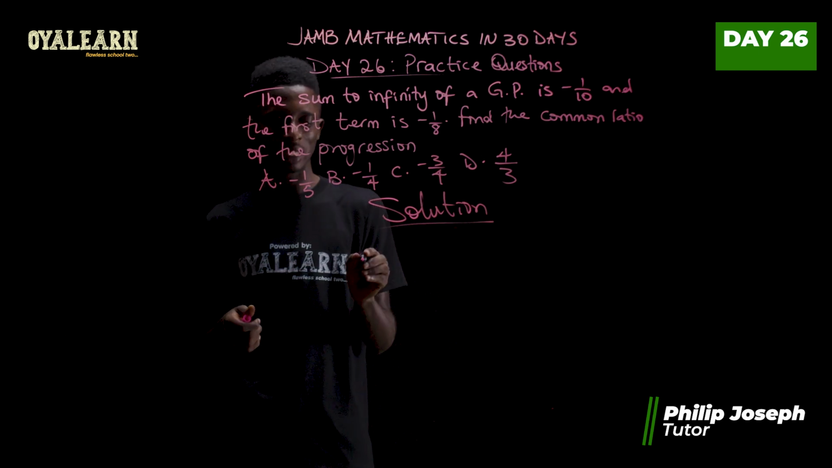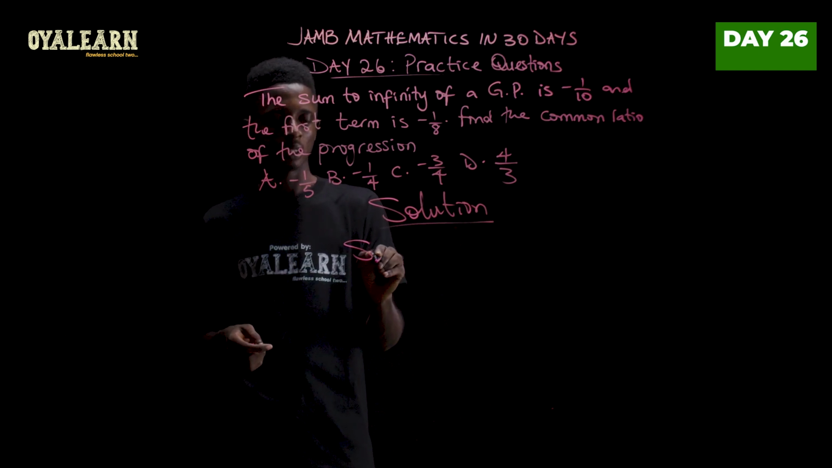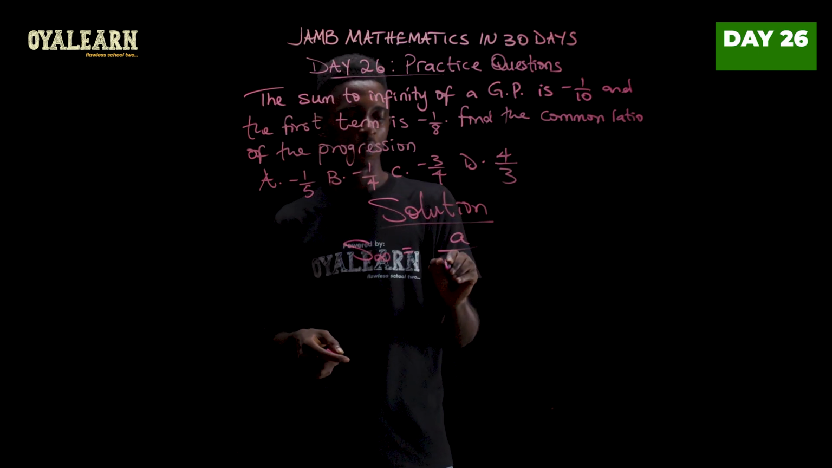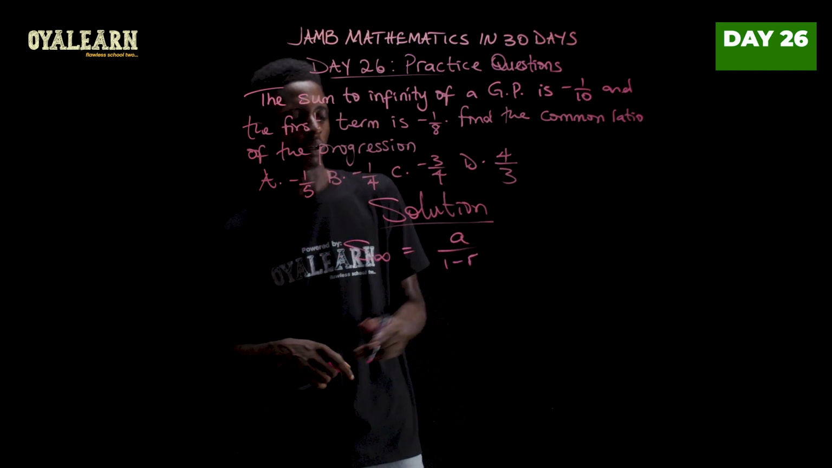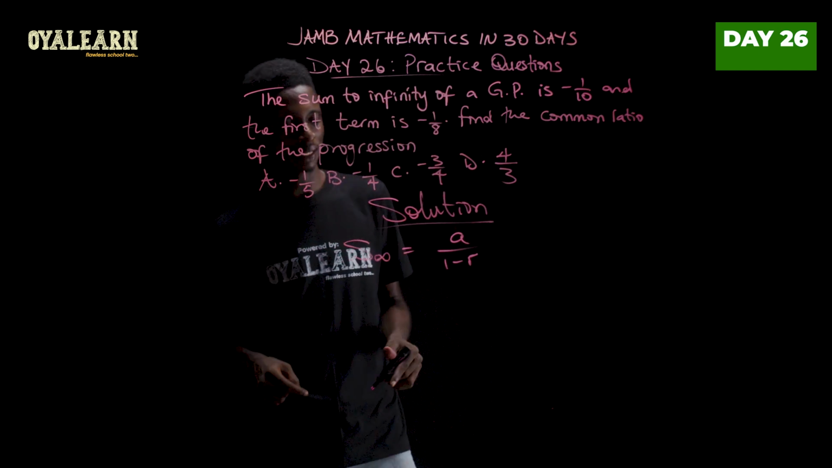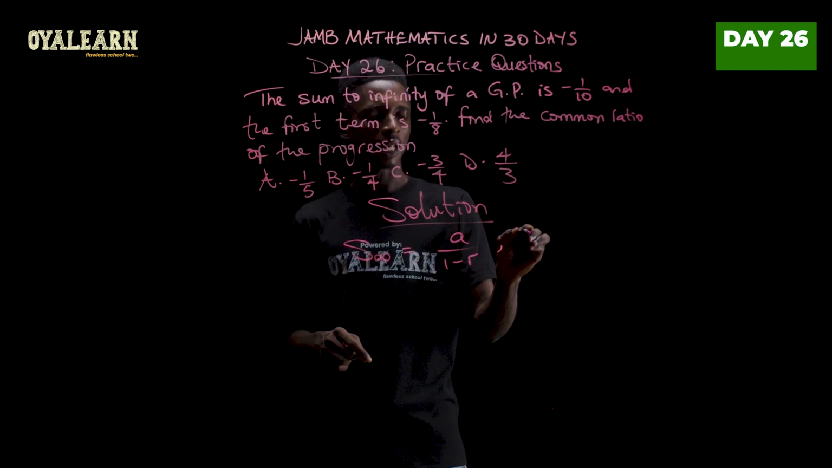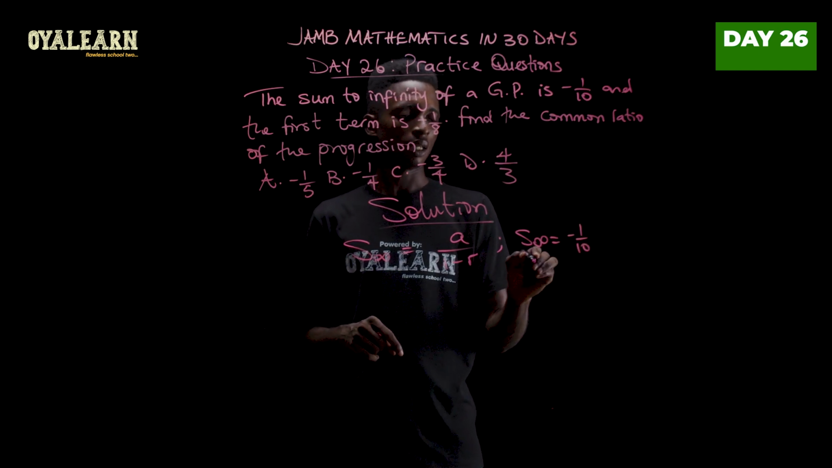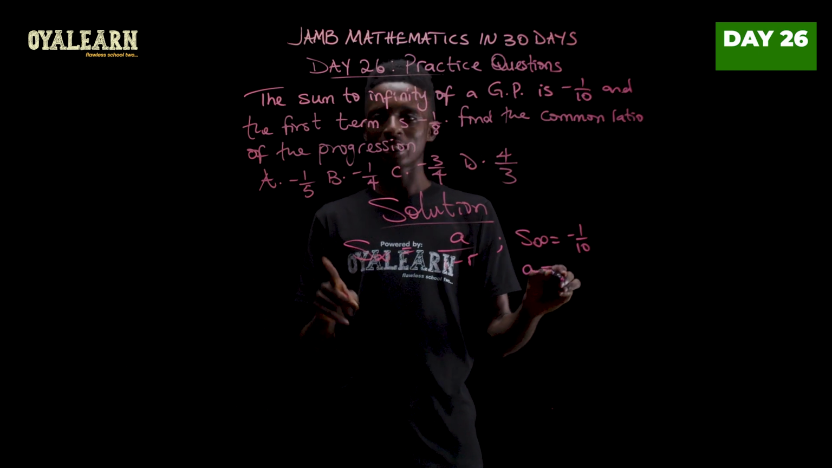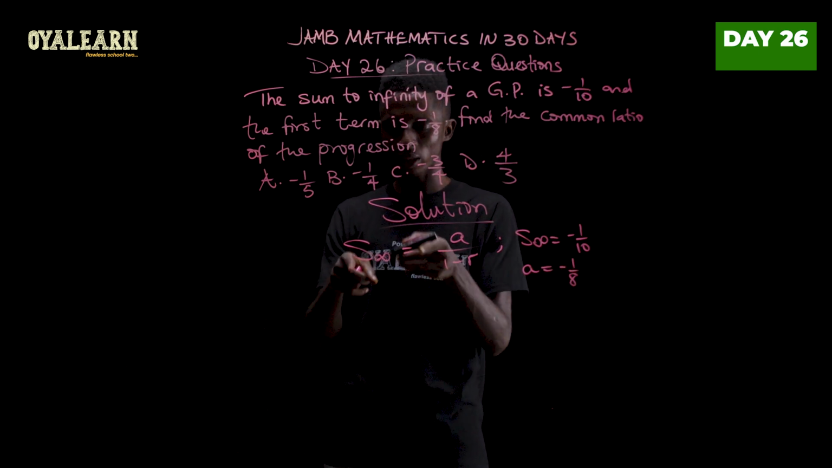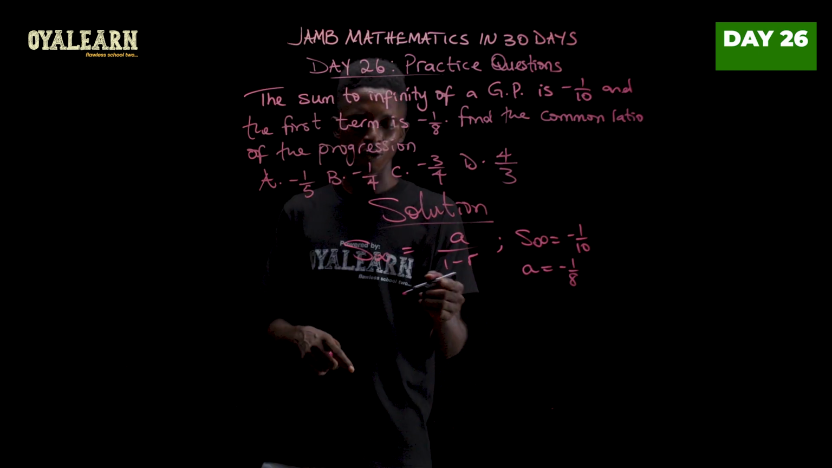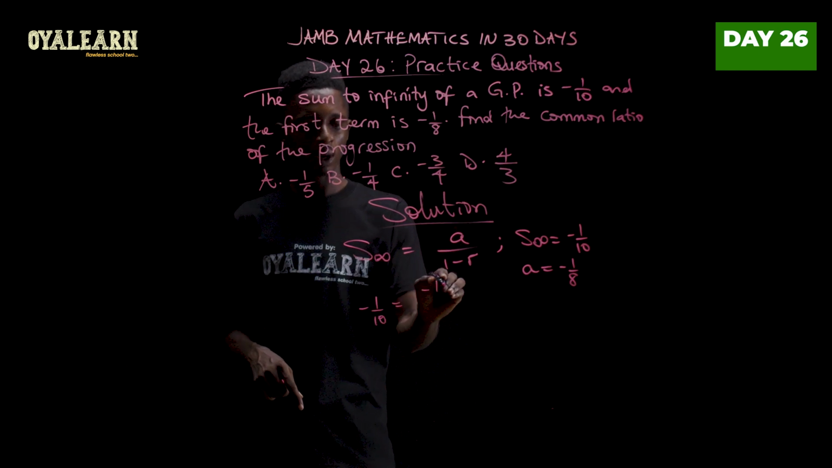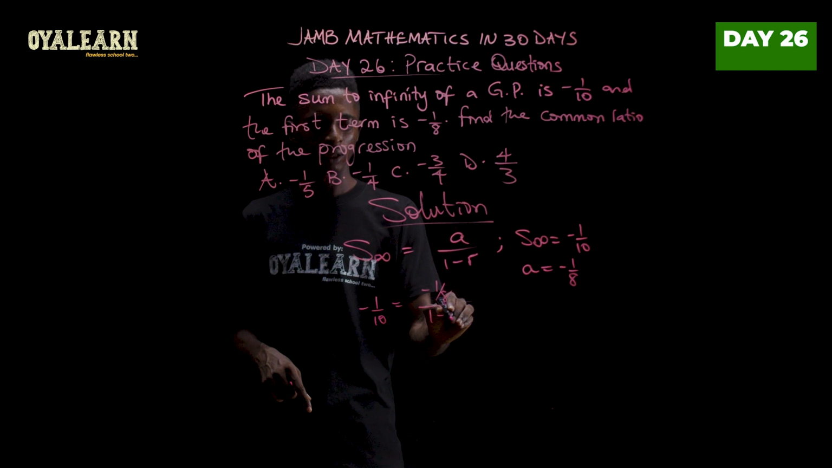However, the equation we use in this case is that sum to infinity is given as a over 1 minus r. Now, let's apply this formula so that we can get the value of r. But take note that sum to infinity in this case, according to this question, is minus 1 over 10. The first term is a, and that is given as minus 1 over 8. So let's plug it into this equation. So from here, we can say sum to infinity, which is minus 1 over 10, equals minus 1 over 8, all divided by 1 minus r.